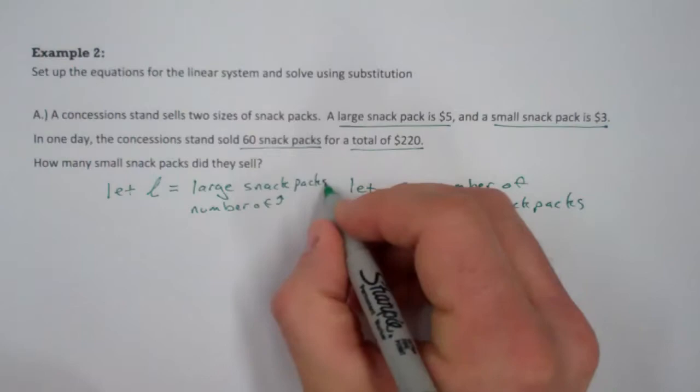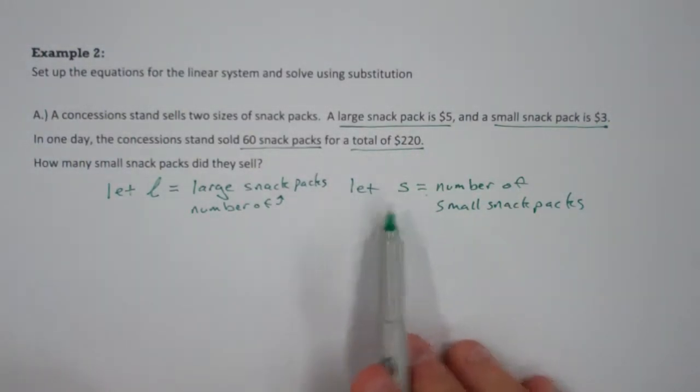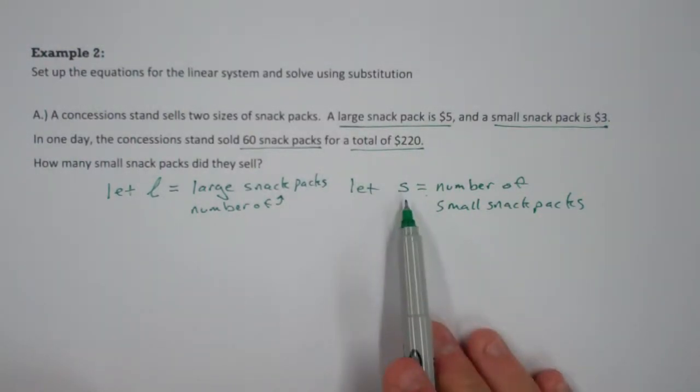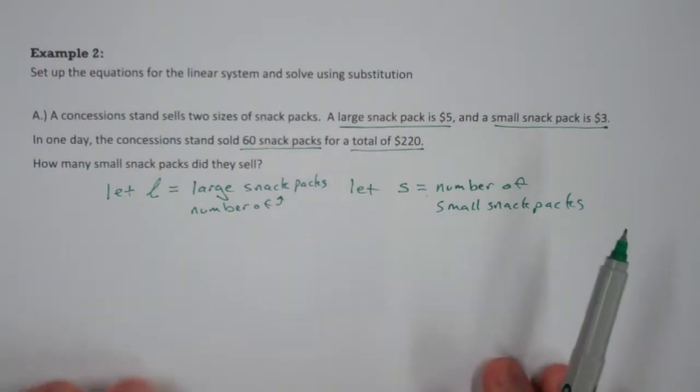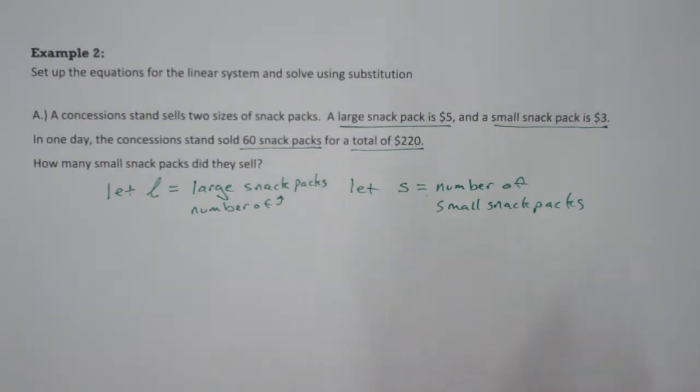If L and S don't work for you, if your L looks like a 1 and an S looks like a 5, then just choose a different variable. You could easily use A and B or X and Y, but it is important that you assign some meaning to those variables. And as long as you do that, you'll be fine.